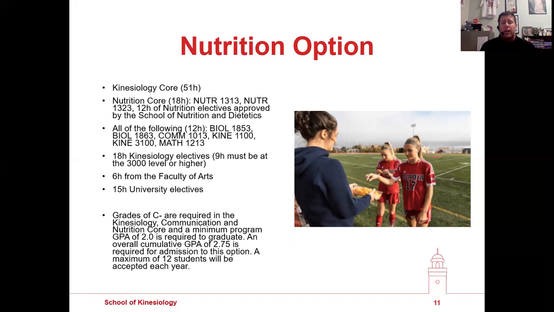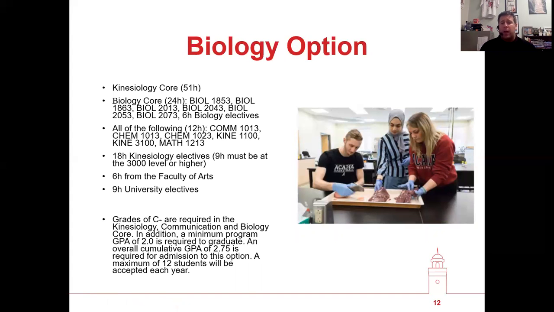So if you look at a PACE form, it's very similar to the regular kin degree, except for you'll notice there'll be the addition of the nutrition core. So it would take some of the specific university electives and the generalized arts and science electives that are included in the regular kin PACE form, and then students actually have to complete those within nutrition instead of in some of the other departments. And so we see the same thing with our biology option as well.